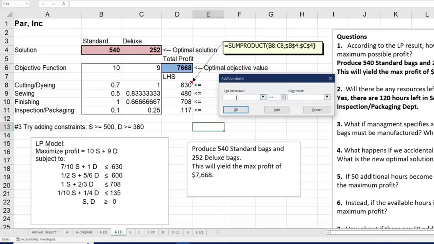C4? Oh, that's a good idea, because that is a D. That is a deluxe D. And then here, greater than or equal to. And then the constraint, that's really the right-hand side, so I could just enter 360 directly in there. So that says C4 greater than or equal to 360, then I'm going to say okay.